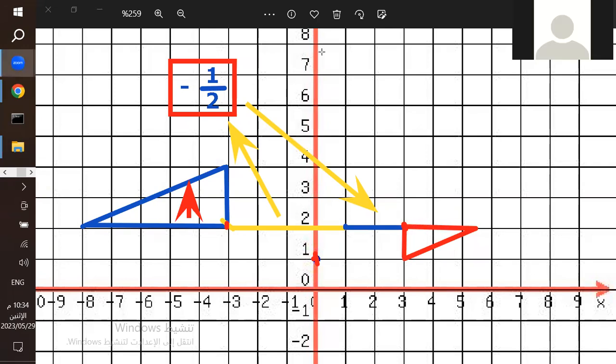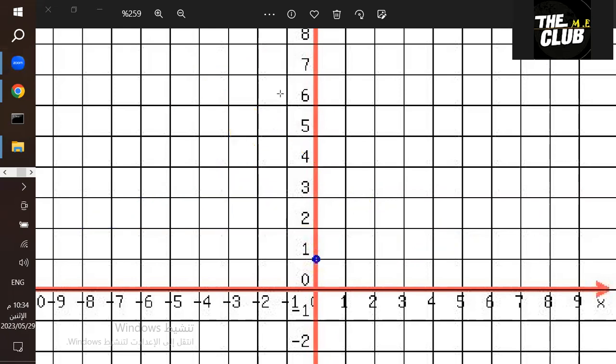Focus on this. Second thing, it might ask you what's the scale. There's a question where they ask what is the scale. Finding the scale is easy. When they give you two shapes and ask what's the scale, they will give you a new shape like this.